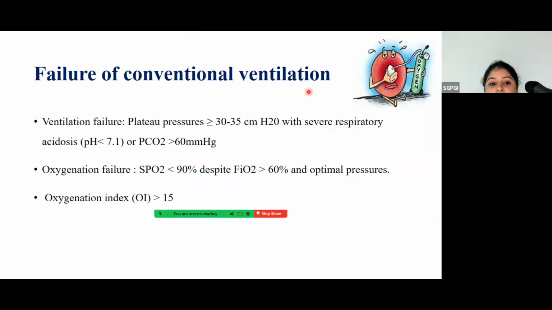The failure of conventional ventilation is said to happen if we reach plateau pressures of greater than or equal to 30 to 35 centimeters of water with severe respiratory acidosis, that is pH less than 7.1 or PCO2 more than 60 millimeters of mercury. Oxygenation failure happens if the saturations are still less than 90% despite FiO2 of more than 60% and optimal pressures, or if the oxygenation index is more than 15.